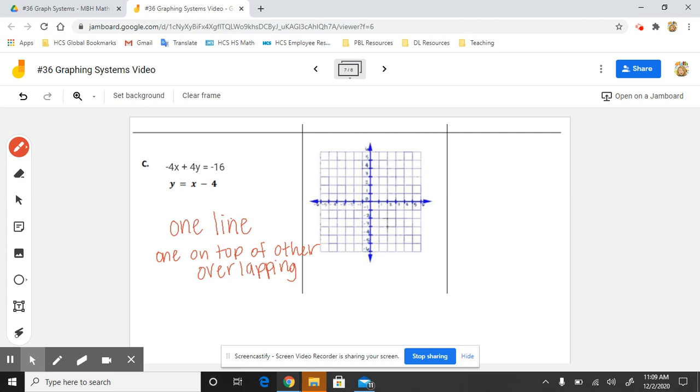We, in fact, have a phrase for this, and this is what we call an infinite number of solutions. And why is that? Because our lines literally are touching the entire length of the line. So the entire length of your line means that I have an infinite number of solutions.